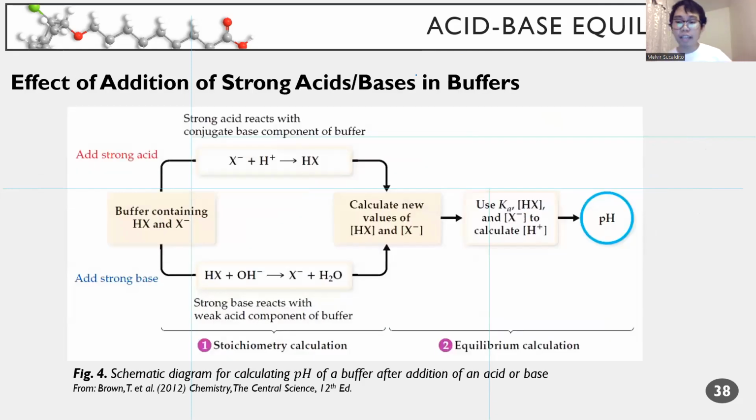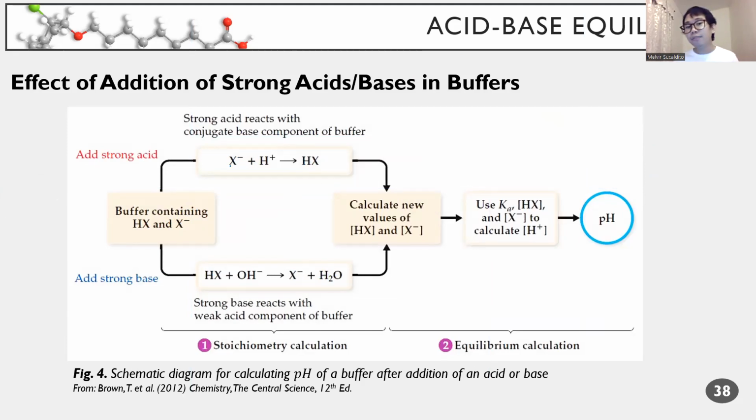Additional information on how a buffer system reacts. Look at this table. You have a buffer that contains a significant amount of HX and its conjugate base, X minus. If you add a strong acid, it will react with the X minus, forming HX. If you add a strong base, it will react with the HX, forming X minus and water. That's how it works.